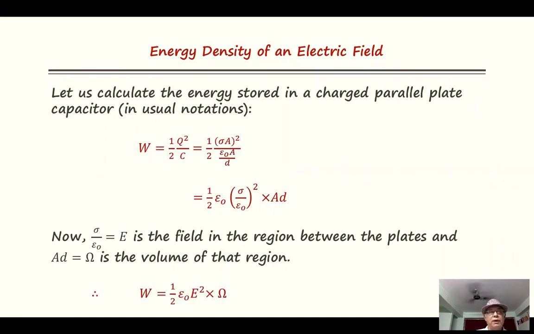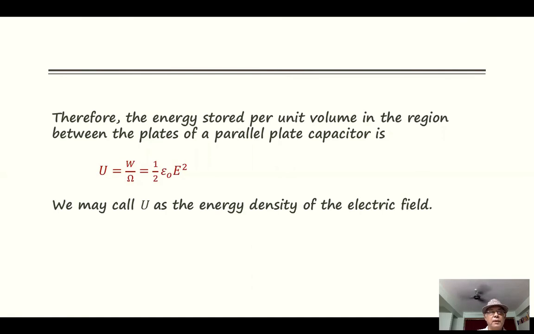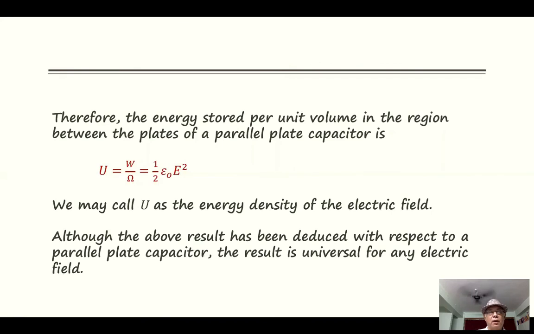Therefore, W equal to half epsilon naught E square into omega. Therefore, the energy stored per unit volume in the region between the plates of a parallel plate capacitor is U equal to W by omega, equal to half epsilon naught E square. We may call U as the energy density of the electric field. Although the above result has been deduced with respect to a parallel plate capacitor, the result is universal for any electric field.